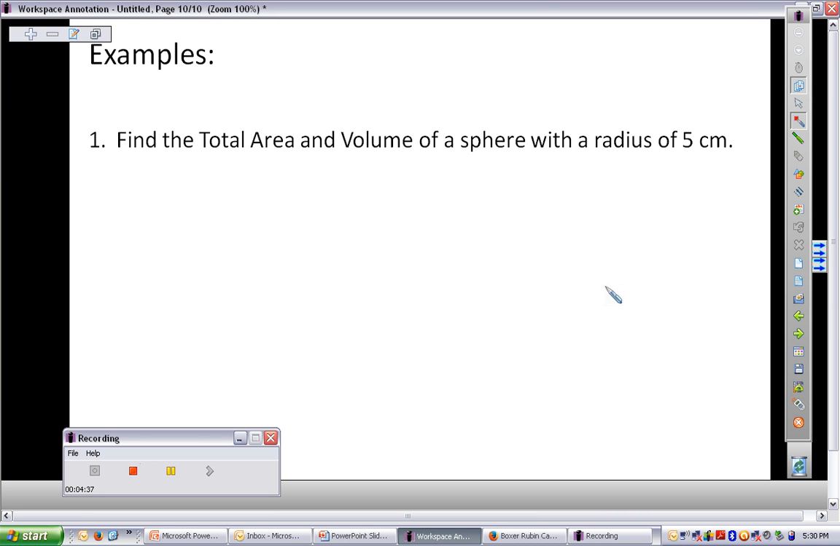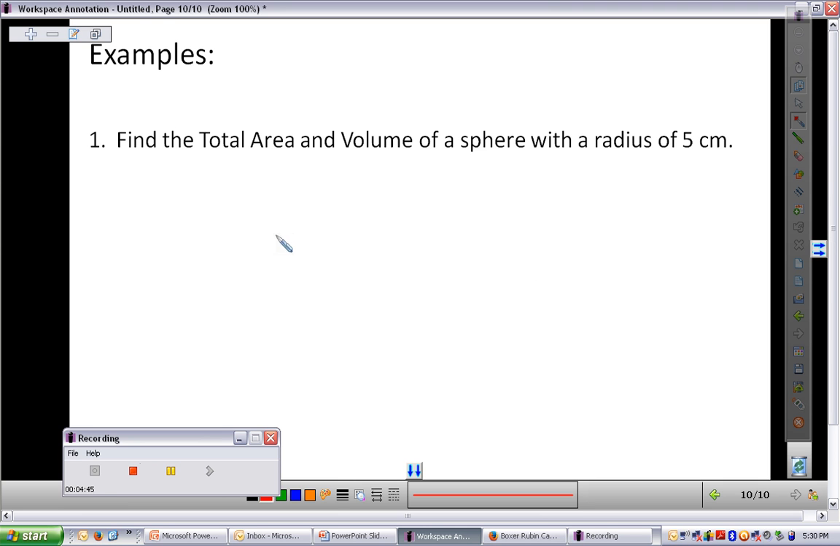So I want to find the total area and volume of a sphere with a radius of 5 centimeters. So again, we have the radius, that's important to us. And as always, we want to leave our answer in terms of pi. So total area, once again from the previous slide, is going to equal 4 pi r squared. Here's our volume formula. Volume equals 4 pi r cubed.